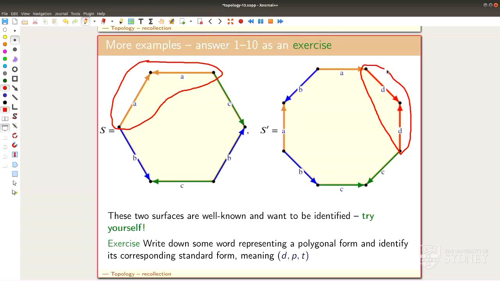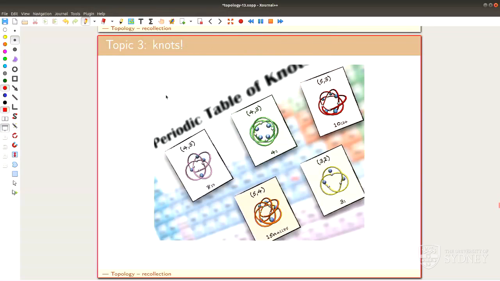Okay, great. So again, everything in green is highly recommended. Try it yourself. Okay, my final topic. I have about 10 minutes left for my final topic. That's very sad. My favorite topic, knots.